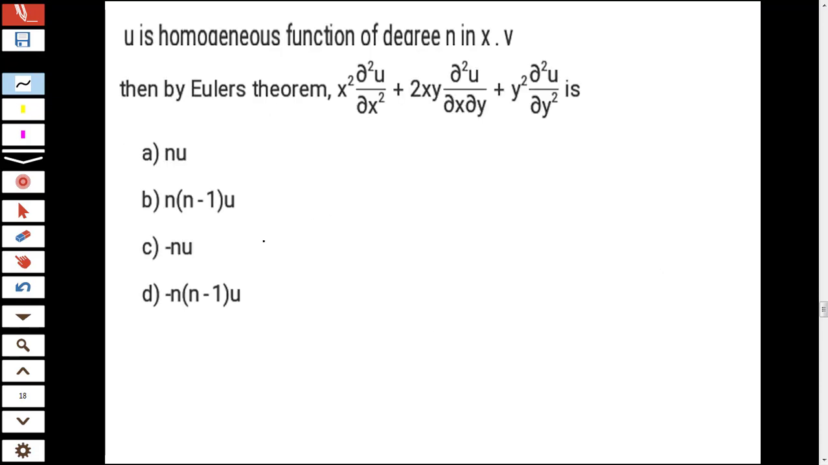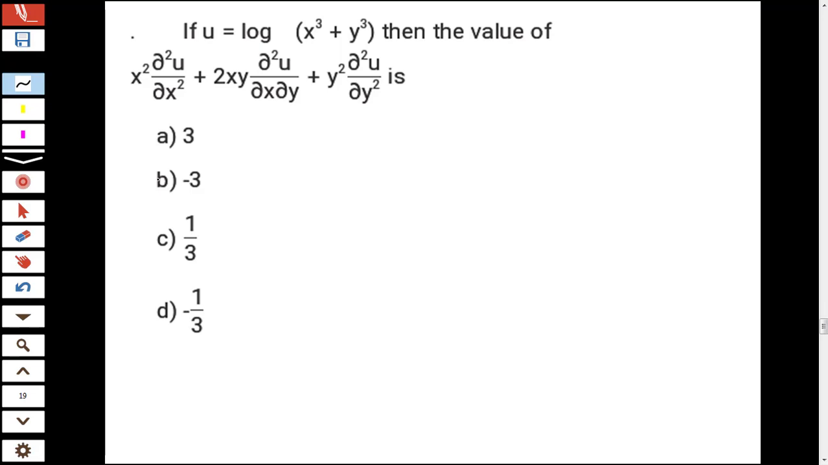Next, if u is a homogeneous function of degree n in x and y, then by Euler's theorem, as we have written in the previous slide, it is n into n minus 1 into u, the second derivative of Euler's theorem. Now take the example on that second result. u is equal to log of x cube plus y cube, then find the value of x square del square u by del x square plus 2xy del square u by del x del y plus y square del square u by del y square. It is basically on the second theorem, the reduction of Euler's theorem.